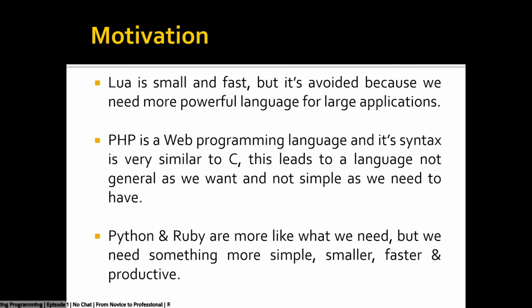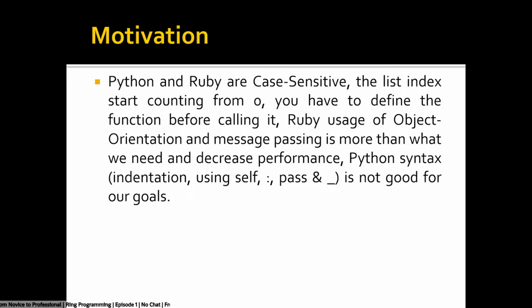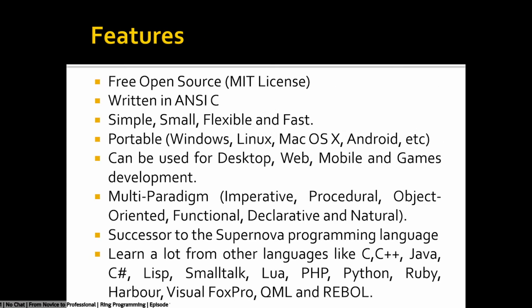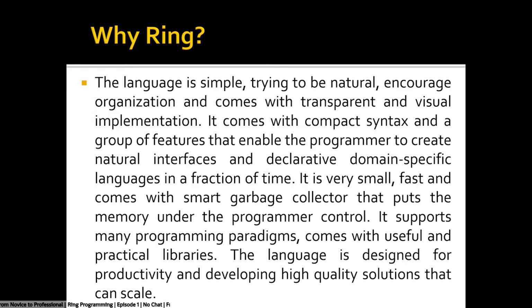Small and fast, we need more power. PHP is a web language. God, thank you for not using that. Python and Ruby are more like what we need, but we need something faster. And they're case sensitive. That's not good. Features, this is what they wanted out of it. Okay. Successor to the Supernova. I guess that was the previous project. Taking inspiration from Java, C#, Lisp, Smalltalk, Lua, PHP, Python, Ruby, Harbour, Visual FoxPro, QML, and Rebol. Rebol is pretty cool.